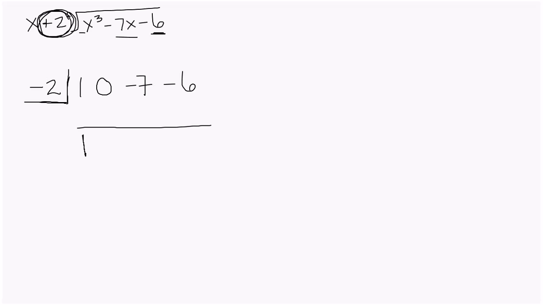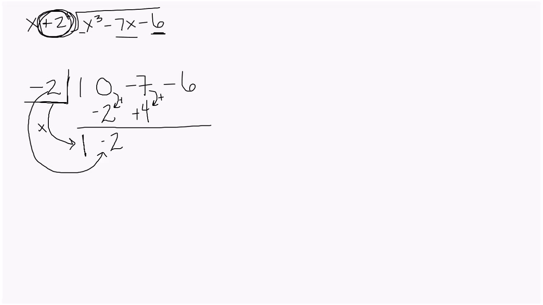Then what we're going to do is multiply the negative 2 by this first number, which is 1, and we're going to put that answer here. So negative 2 times 1 is negative 2, and then we're going to add these two numbers. So 0 plus negative 2 is negative 2. Then we're going to keep on going down. We're going to say negative 2 times negative 2 is positive 4, and we're going to put that here. And then we're going to add these two together.